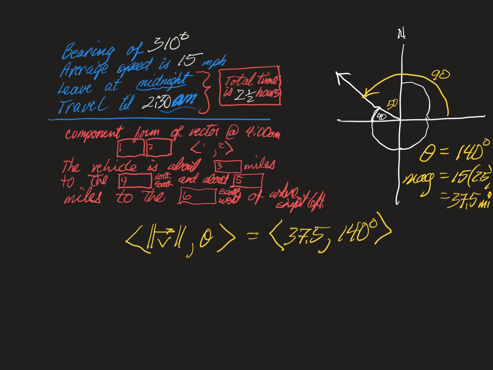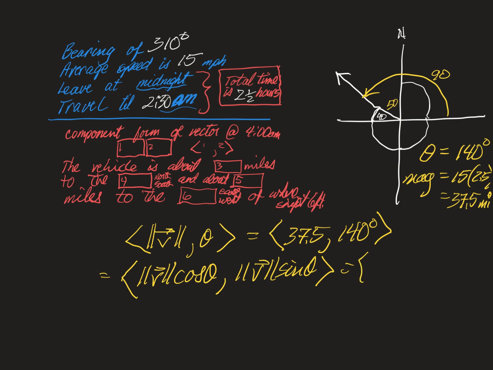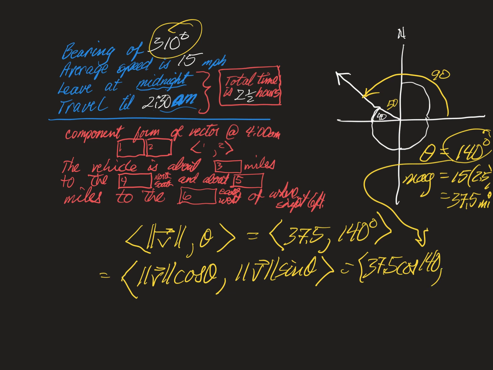Okay. Then I want to convert that to magnitude of the vector cosine theta and magnitude of the vector sine theta. Those will be my xy's. So in this case, it'll be 37.5 cosine 140. Now notice, my bearing's 310, but the trig angle is 140. It's the trig angle I put into the equation. And then I have 37.5 sine of 140. All right? And so that will equal my vector.